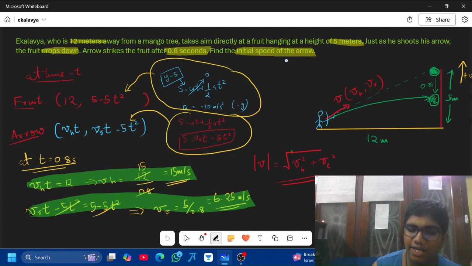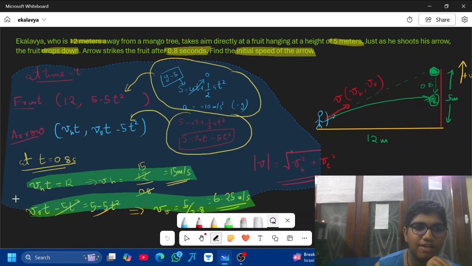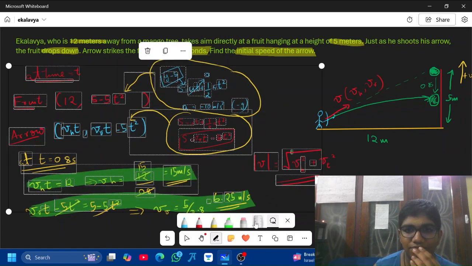Now, earlier I shared a method where you wrote the coordinates of the arrow as well as the fruit at a random time t, and then you equated the coordinates to get the answer. This was a lengthy method, but it gave you the answer. Now we will be looking at a better approach to solve the same problem, and this approach involves relative motion. So we'll understand how we can exploit the idea of relative motion and relative accelerations to solve this problem in probably one step. Before that, let me erase this method from here.